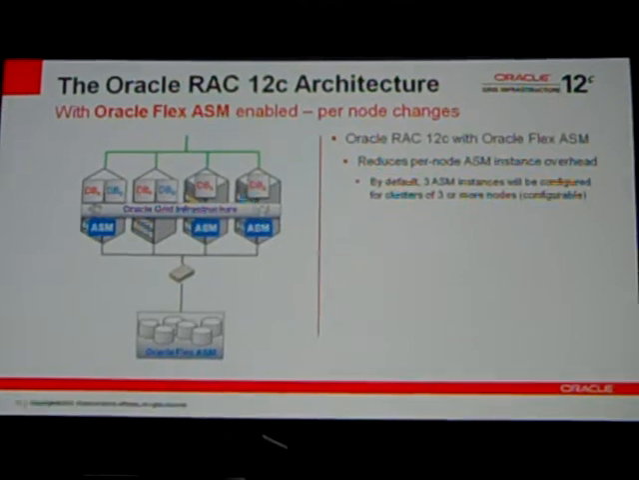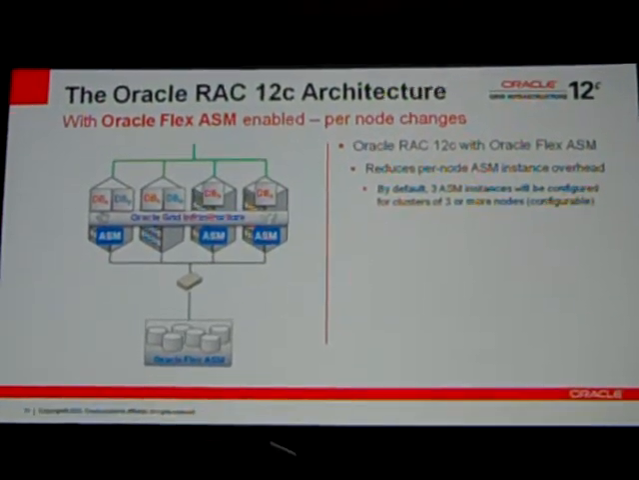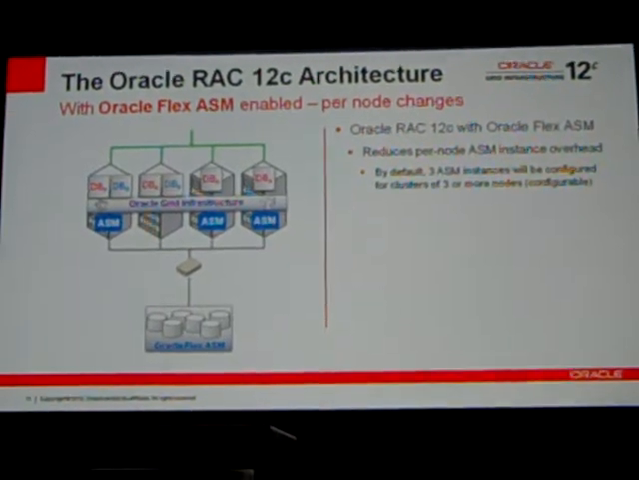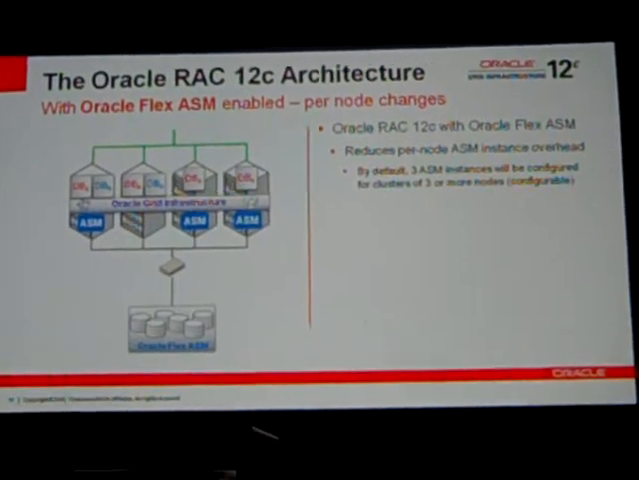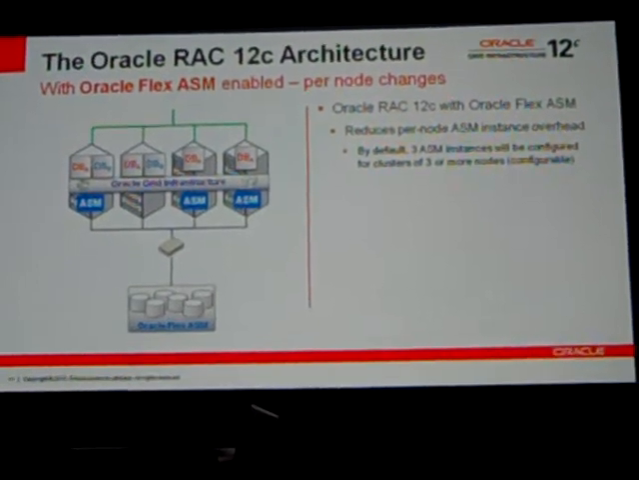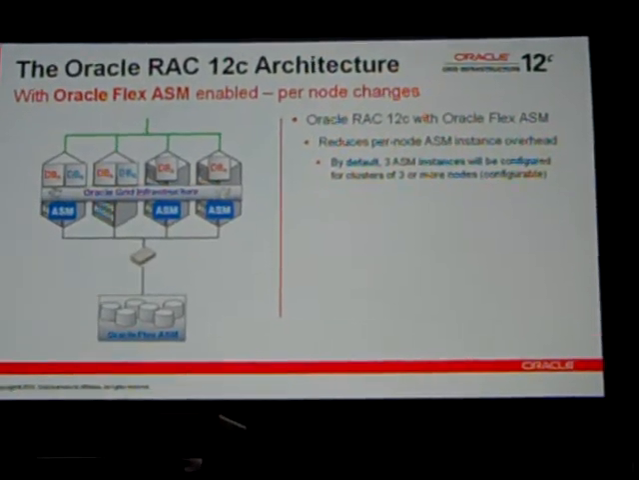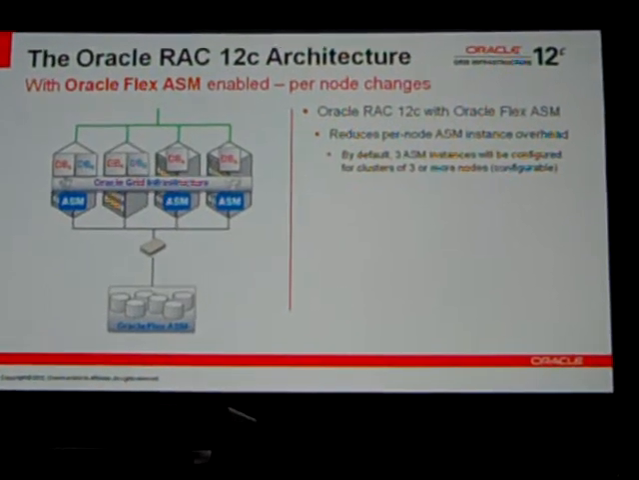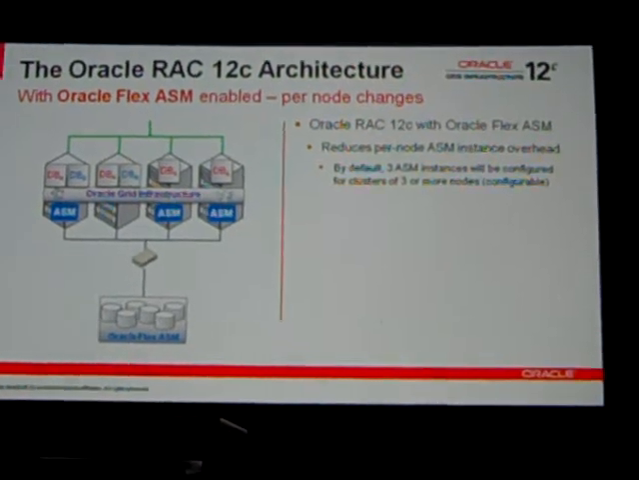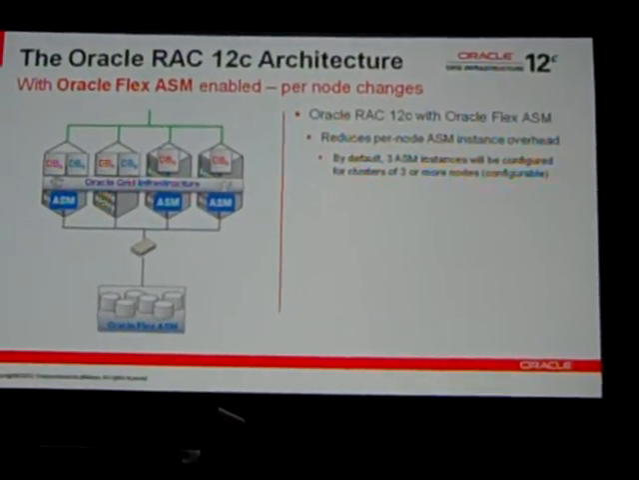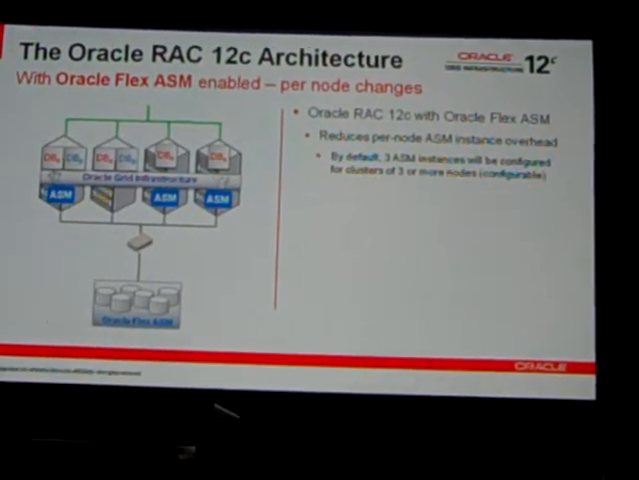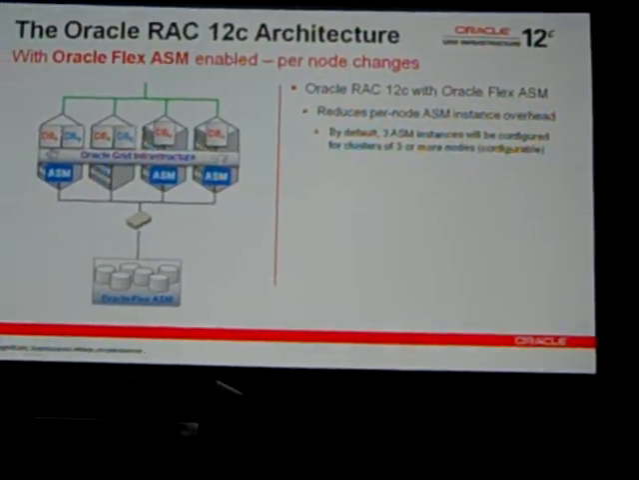Flex ASM describes a new way of configuring ASM. The main two benefits we get from it is a reduced overhead per node, and also a higher availability of the database instances, because we can now fail over. I'll make it more clear. If you enable Flex ASM either during installation of the grid infrastructure or as a post-install script, which is possible, then what we will do is we will not have an ASM instance running on each node in the cluster as we used to with 11.2, but we will have a default number of 3 ASM instances running in the cluster, assuming you have 3 or more nodes.